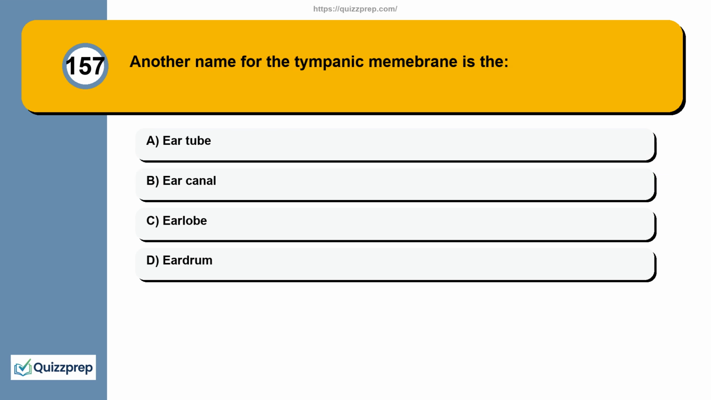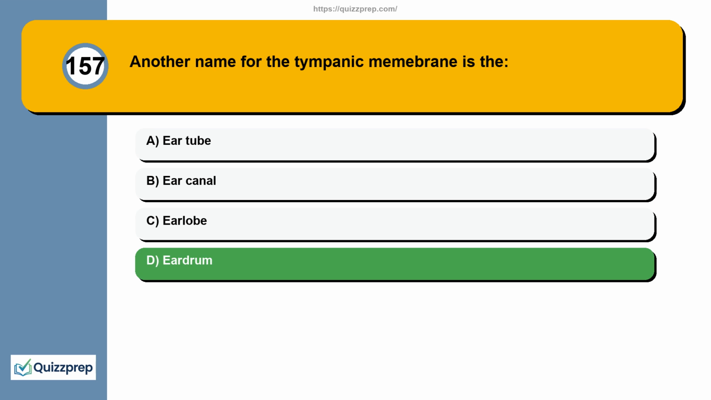Question 157. Another name for the tympanic membrane is the option A, ear tube. Option B, ear canal. Option C, earlobe. Option D, eardrum. The correct answer is option D, eardrum.